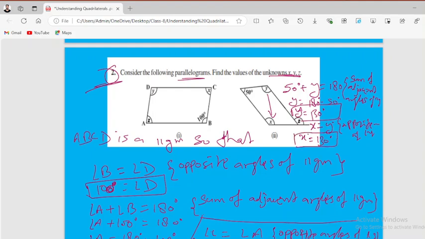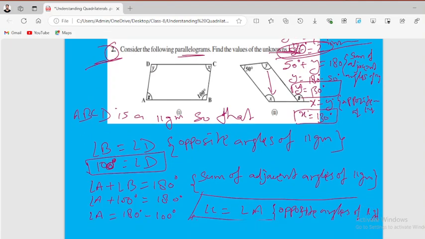Angle z and angle y are alternate interior angles, so angle y is equal to angle z. So y is equal to z, which is also 130 degrees. So basically we can calculate like that. This is the solution of question number 2.